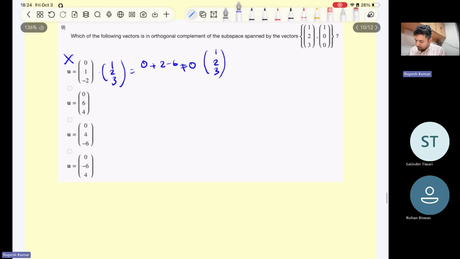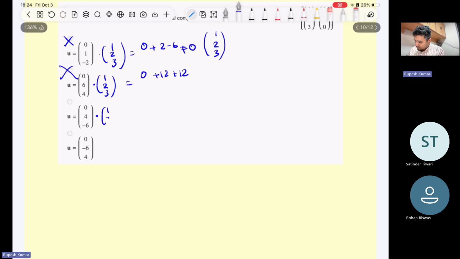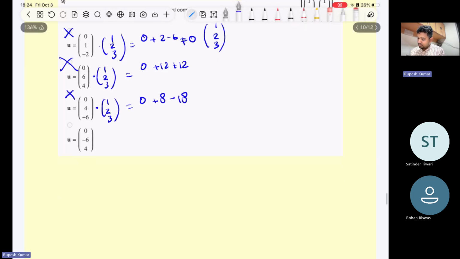Again, option B, take a dot product with 1, 2, 3. You will get 0 plus 12 plus 12. Again, non-zero, so no. Take dot product with 1, 2, 3. You get 0 plus 8 minus 18, right? Non-zero, so not possible.